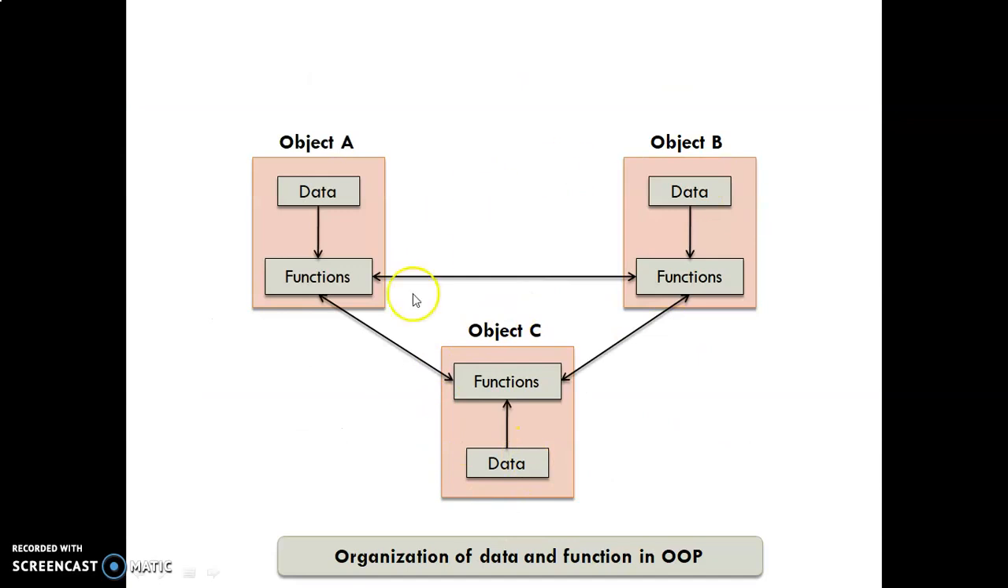You can see here the block diagram of the organization of data and functions in OOP. Every entity is an object. Whenever we talk about an entity, it means we are talking about an object. Every individual object has its unique features. It means it has its unique data. By using that data, functions are performed.